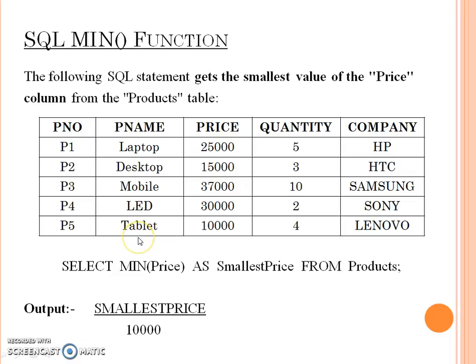Now next we have the min function. The min is going to return the smallest value for the price column, and the query would be select min of price, as a temporary rename of the column is made as smallest price from the table name, that is products. The output is going to give me the minimum price of a particular product, that is 10,000.